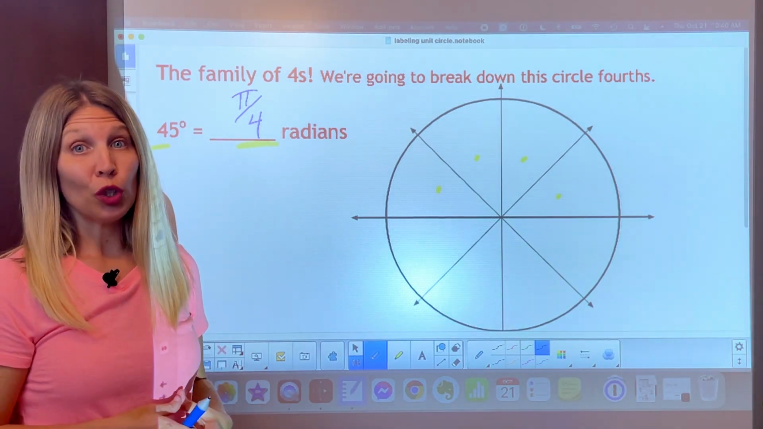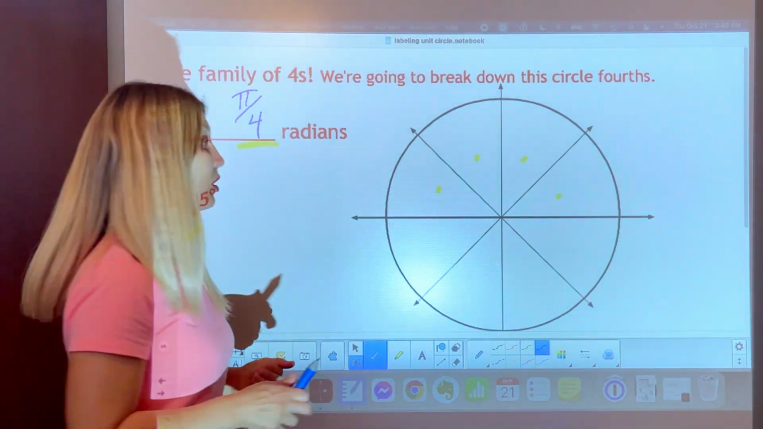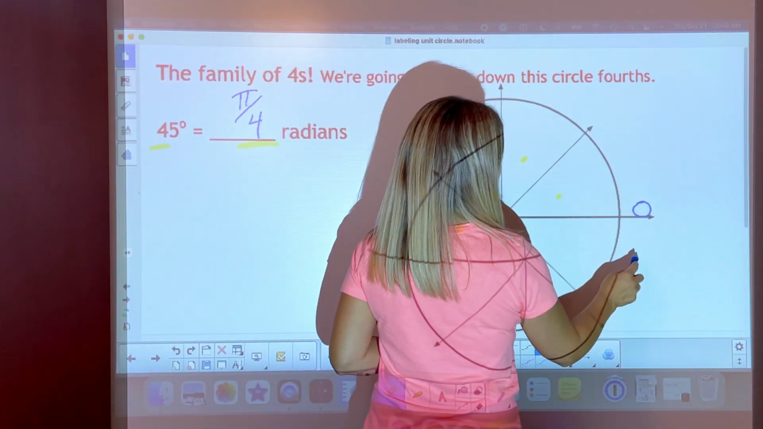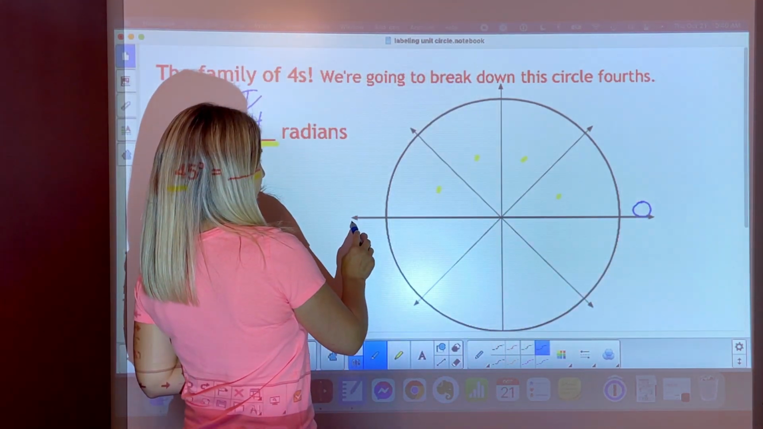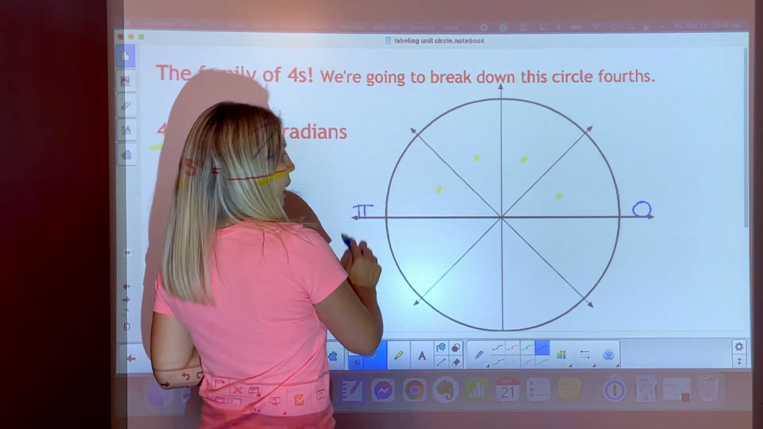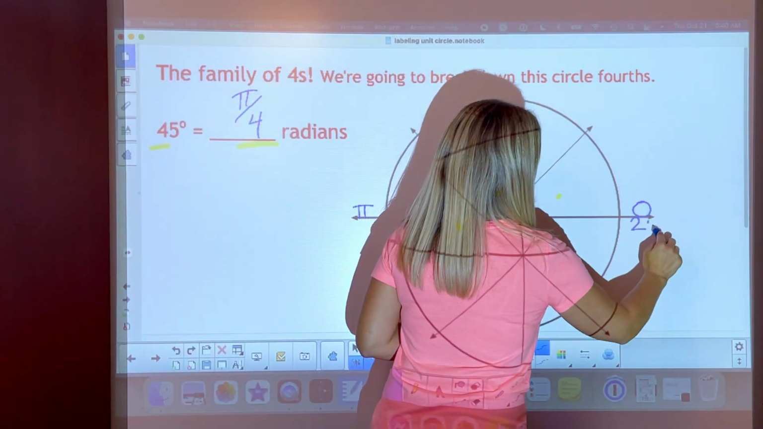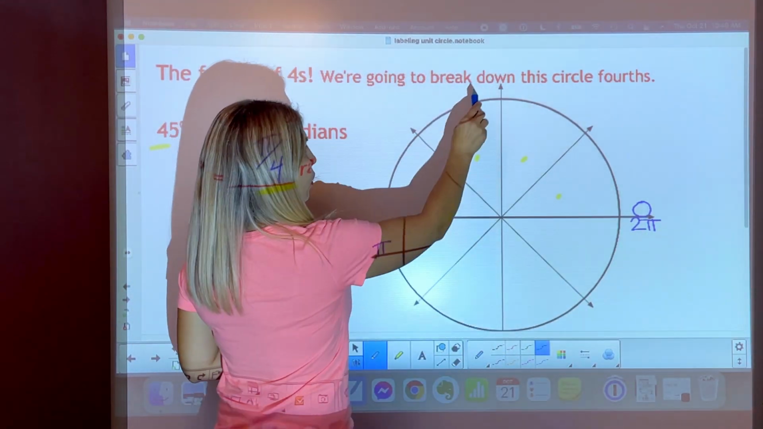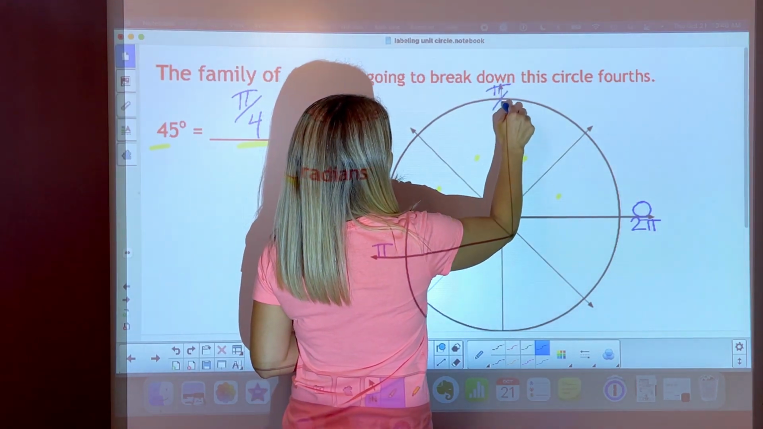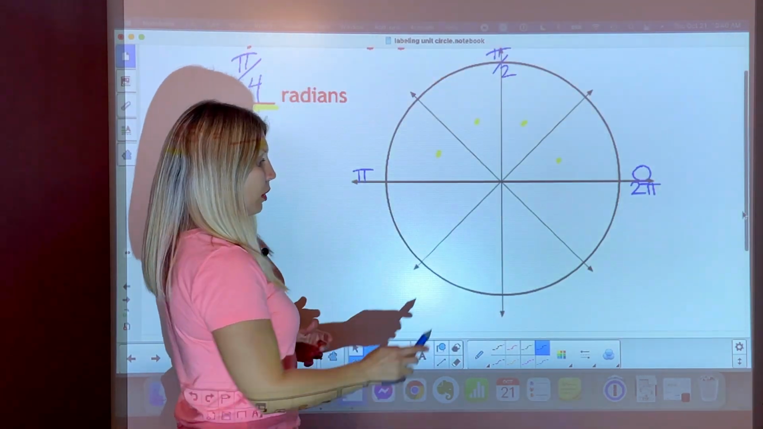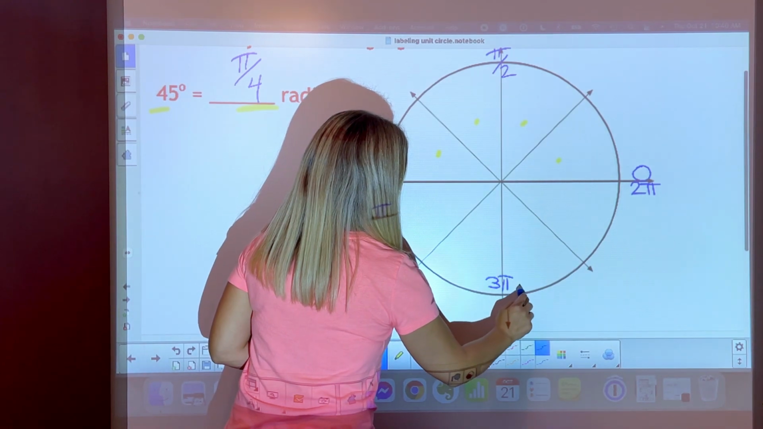So let's go ahead and start labeling our unit circle. The first thing we know is that this is always 0. Over here on the left-hand side, we have pi, and then all the way around, we have 2 pi. We know that the top of the circle is pi over 2, and we know that the bottom of the circle is 3 pi over 2.